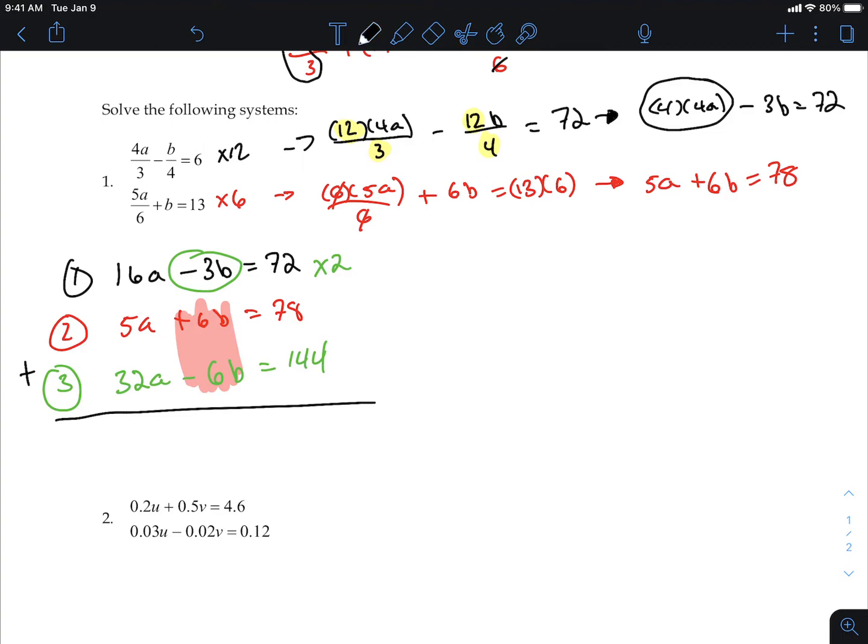So 5a plus 32a is going to be 37a. Okay, and then we have positive 6b take away 6b is going to be plus 0b is equal to, what's 78 plus 144? 222.